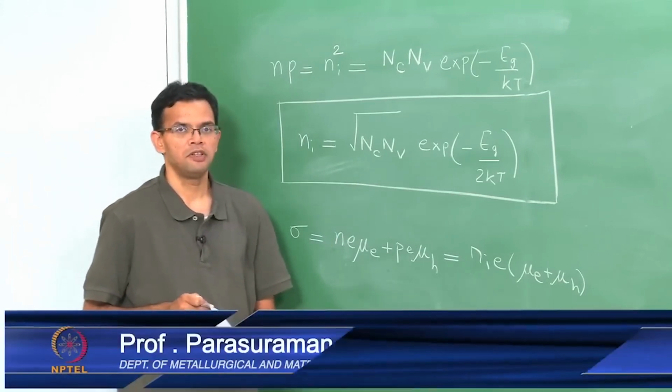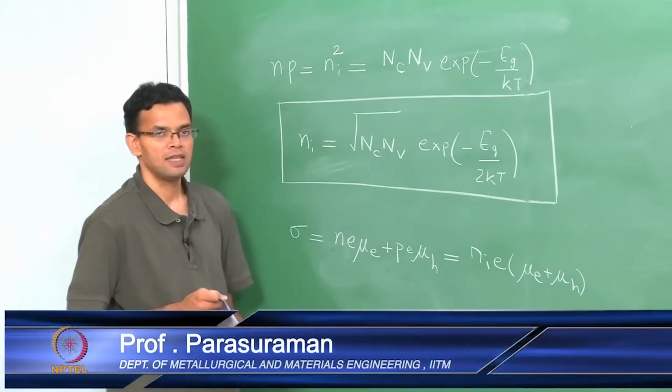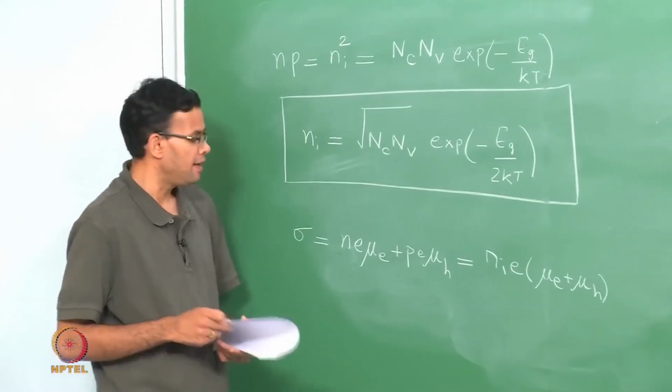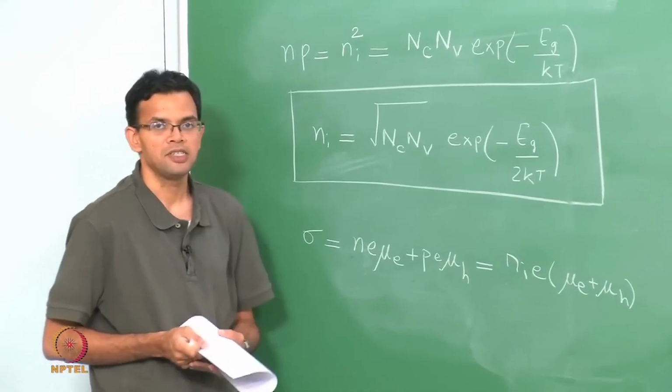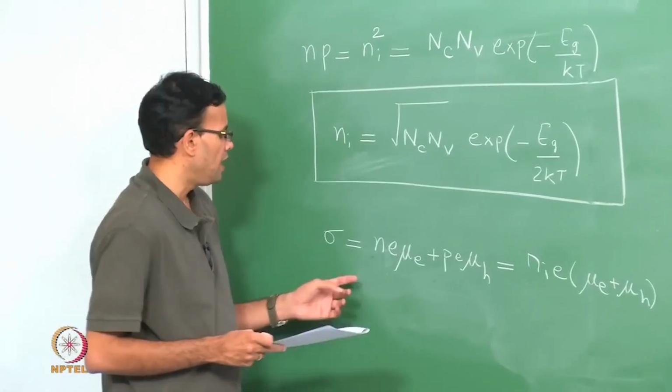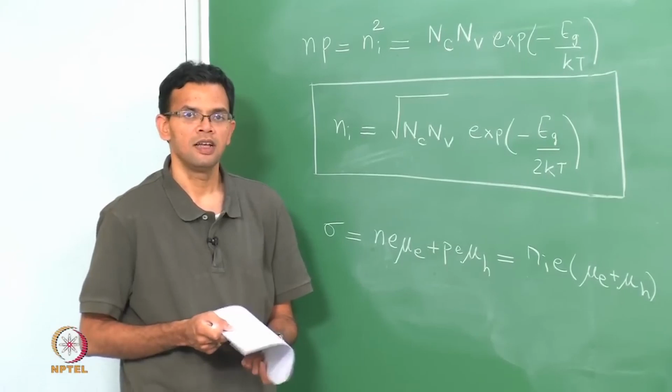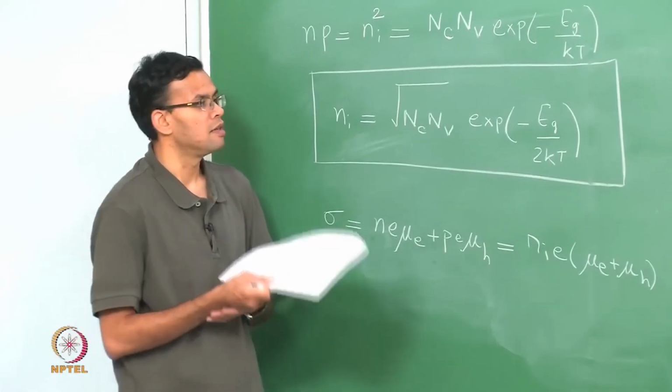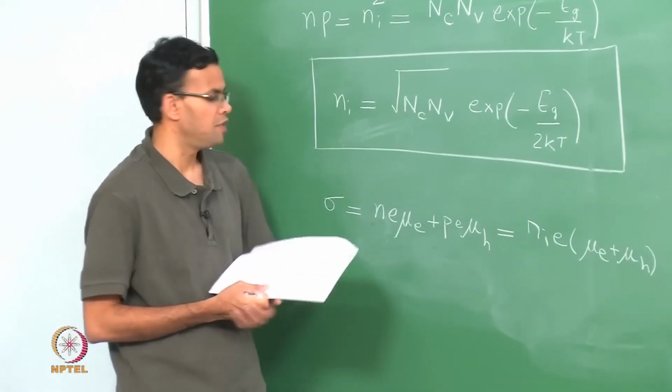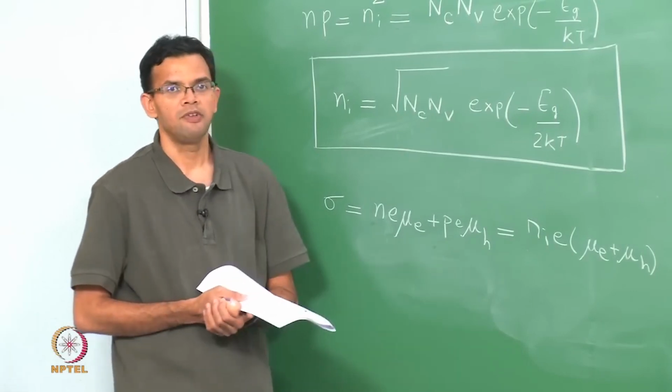So, this is where we will stop for today. In the next class, we will start by calculating these values for the intrinsic carrier concentration and the conductivity for silicon. Then we will look at how changing the material will change these values, and then we will proceed from there.